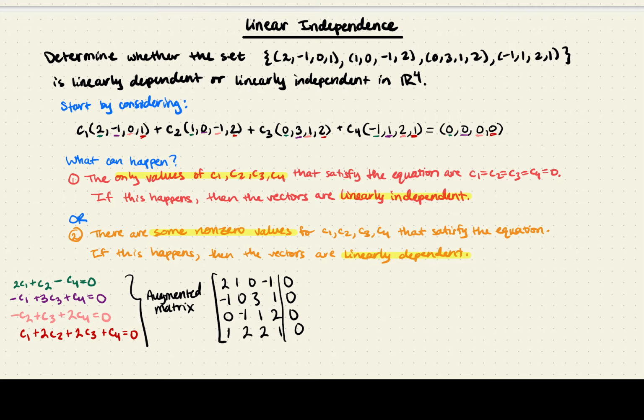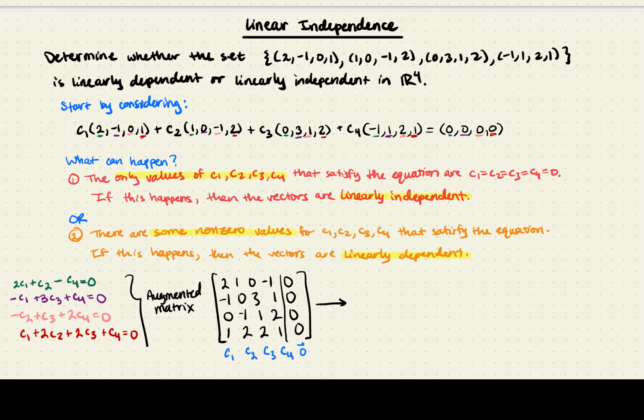And this is an augmented matrix, so I'll draw a little line there to remind us that we have an equal sign. It's a system of equations. And if I were to do reduced echelon form, let's remind ourselves that each of these columns corresponds to one of the constants. So the first column are the coefficients on C1, the second column are the coefficients on C2, then C3, then C4, and the last column is our 0 vector, the right-hand side.